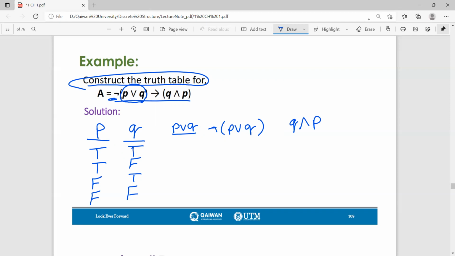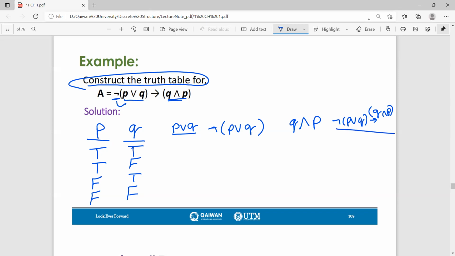Look, first, second layer, we have P or Q, then the negation, and then P and Q. So we say negation of P or Q. Then Q and P. That's all.